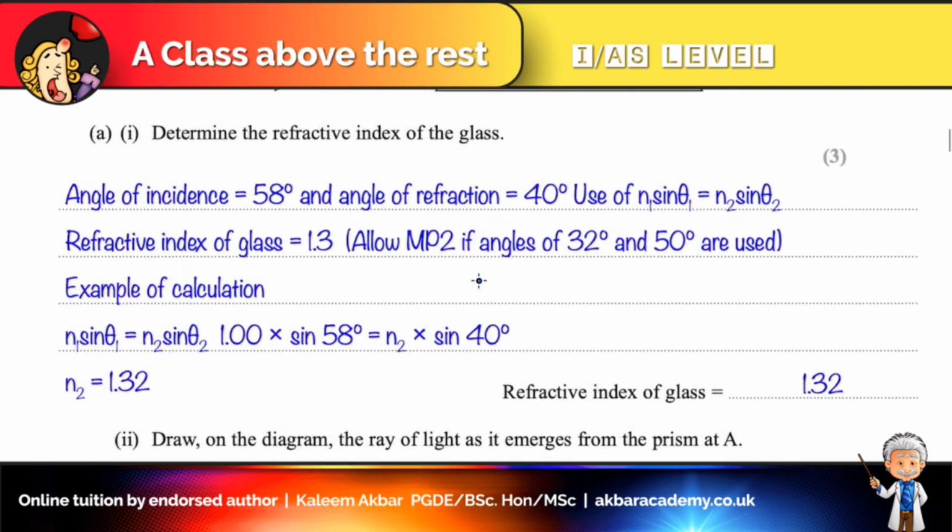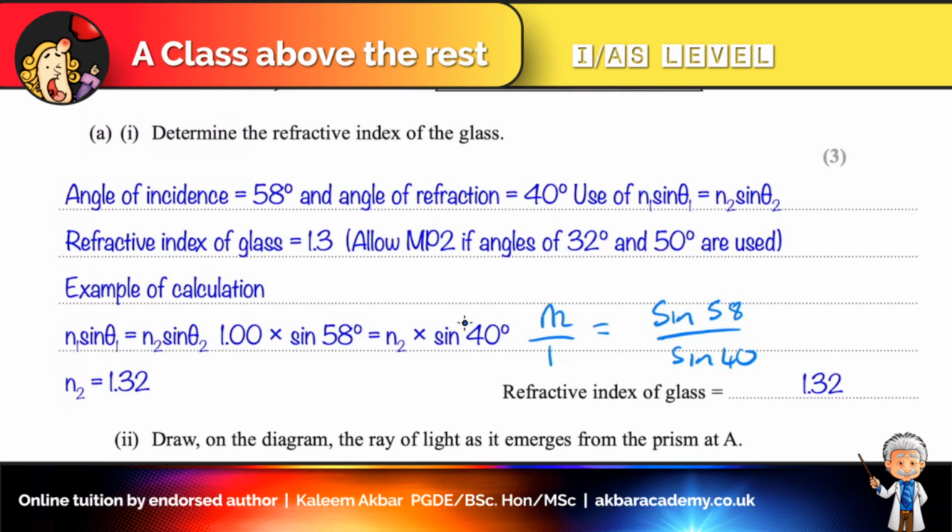Well, I can rearrange the equation to get me n2 over 1 equals sine 58 over sine 40, basically cross multiplying. And if you plug the numbers into the calculator, it will get you 1.32. Remember, refractive index does not have a unit. Refractive index is a measure of how much light is bent inside a glass, how much its speed changes, how much its direction changes.